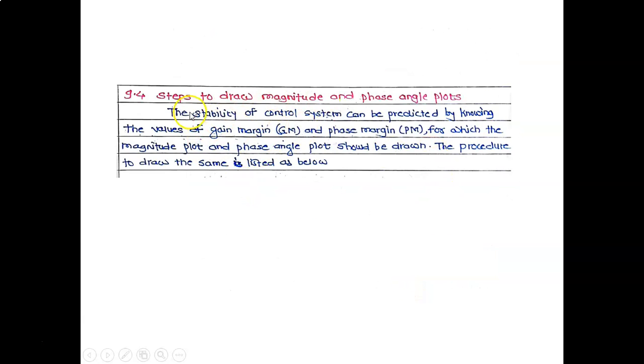Now, steps to draw magnitude and phase angle plots. The stability of a control system can be predicted by knowing the values of gain margin, that is GM, and phase margin, PM, from which the magnitude and phase angle plot should be drawn. The procedure to draw the same is listed as below.